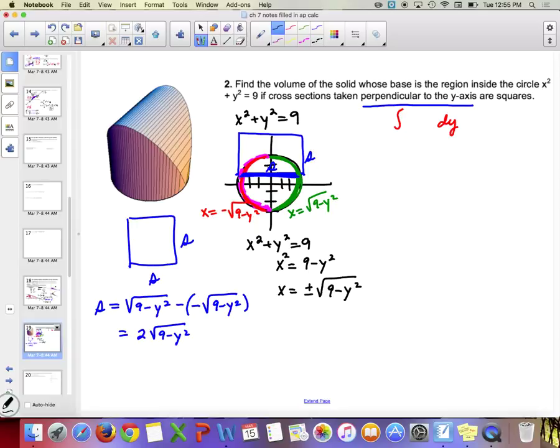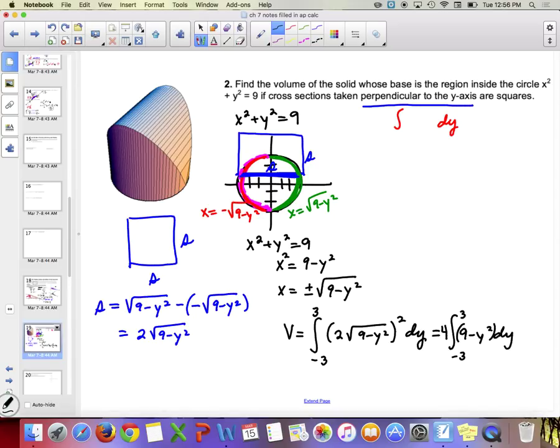So when we put this into our volume equation, we're going to have that side, which is 2 square root of 9 minus y squared, and we're going to square it. And what y values do we go from? Negative 3 to 3, exactly. So if we were cleaning it up a little bit, we could do negative 3 to 3, and then we'd have a 4, which I'll put on the outside. And then I'm going to have 9 minus y squared dy.